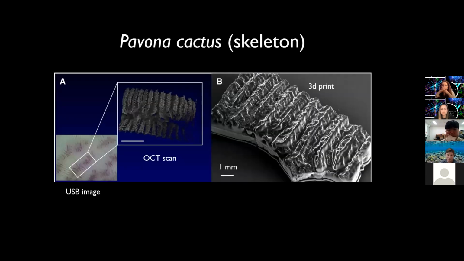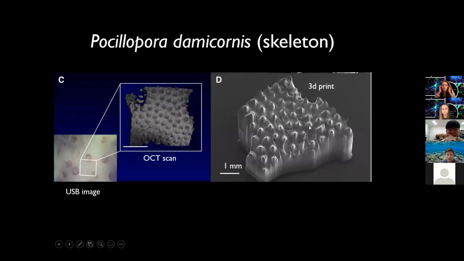We printed all sorts of different architectures. This here is Pavona that you've seen previously. Here's an image of the skeletal architecture. That's the OCT scan, and here, the 3D printed mimic. The same here, that's Porites. So I'm going through all sorts of different corals to show you a bit the microstructural diversity, and also the printed replica.